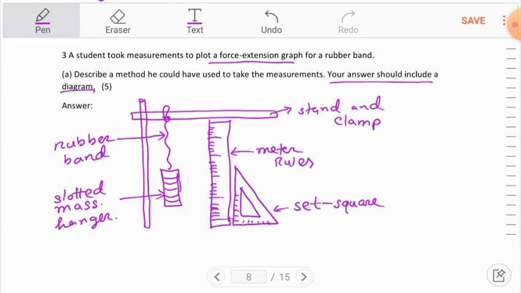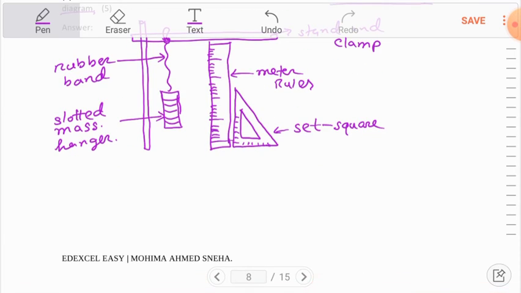And now we need to describe how we would carry out the experiment using these equipments to find the value for force and extension, and then plot a graph of force against extension. So we need to write our answer from here. We need to first find the original length of the rubber band using the meter ruler. So let us first write down: the original length of the rubber band is measured using a meter ruler.